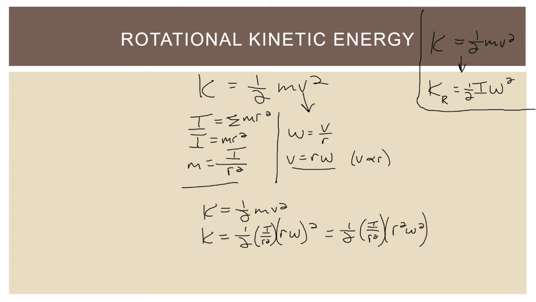And don't you know, the r squareds cancel, and what we're left over with is 1/2 I omega squared. And that's our equation for the rotational kinetic energy. Notice that matches up perfectly with our guess. Take a second to pause this video here if you want to write that down. And when you hit play, we'll formally introduce the equation.